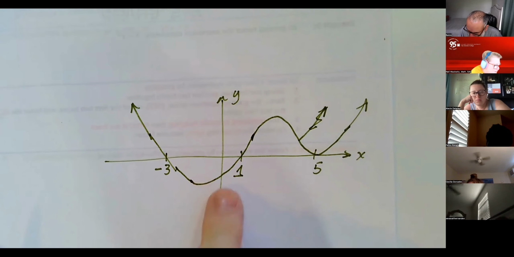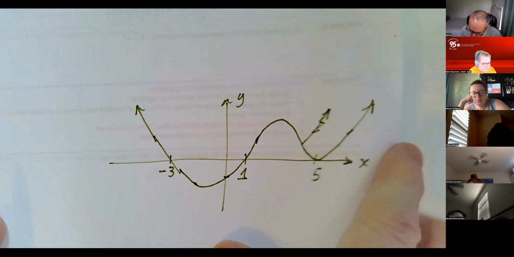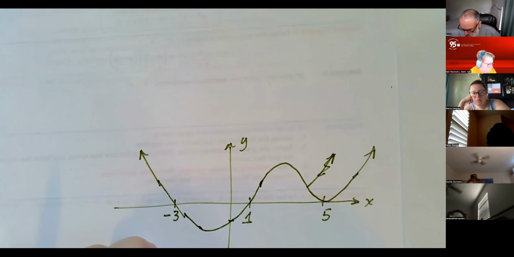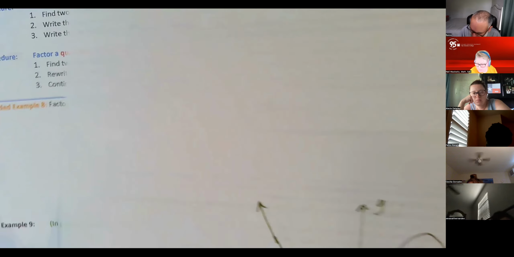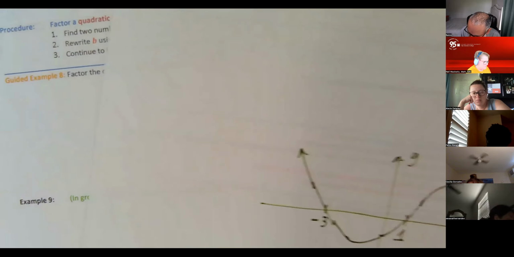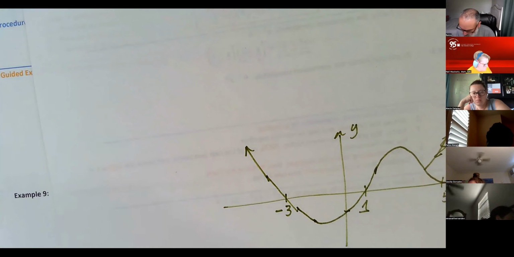We can get one more value. We can find the y-intercept. So let's do that. I think I just lost my mind today.